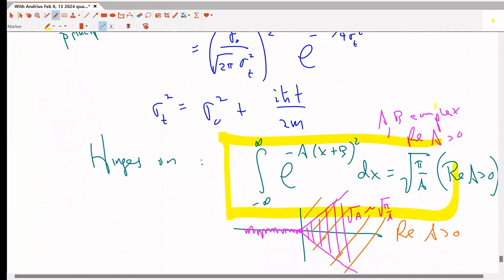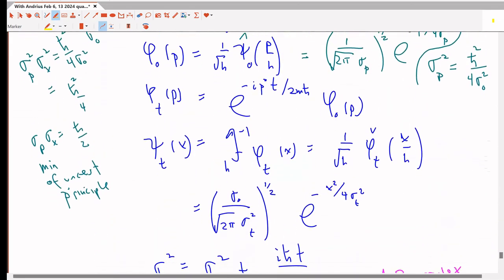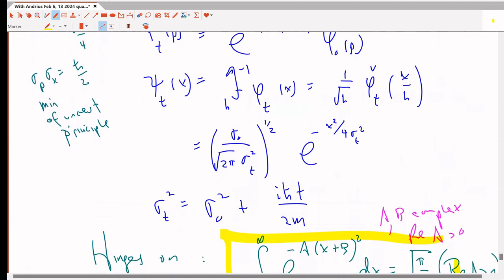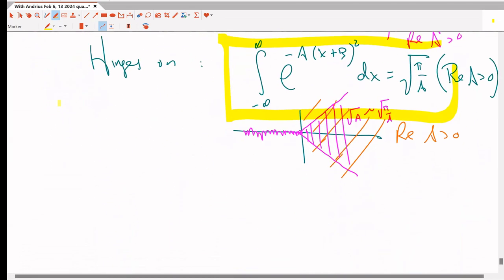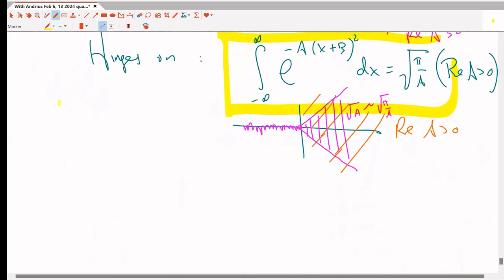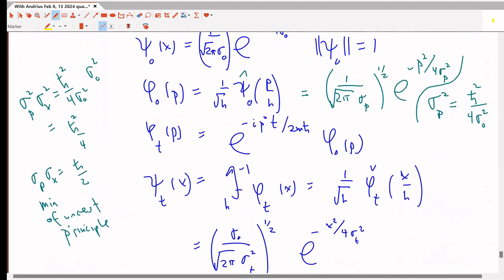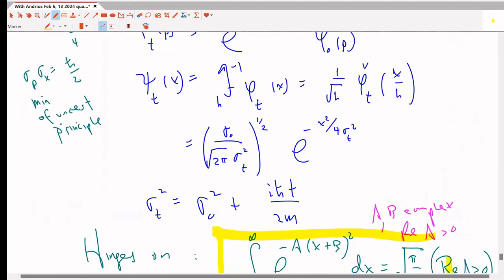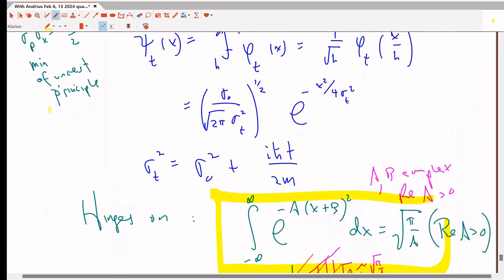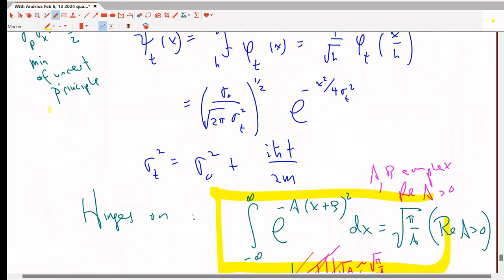Okay. To give out more details, writing out those Fourier transforms nicely would be fine, but even someone like me can look them up on Wikipedia. But in terms of sigma t squared equals sigma zero squared plus i h t over 2m, how do you get that formula? That seems the crucial thing. How do you define sigma t squared? How do you get that?